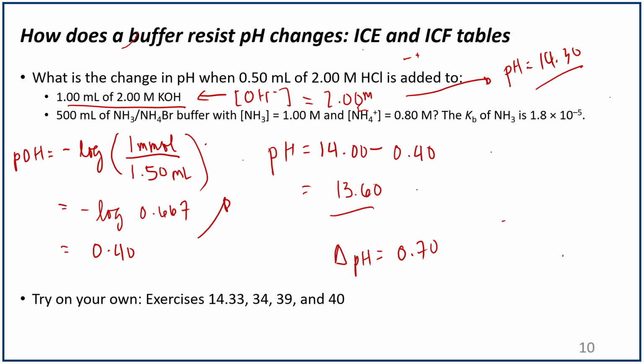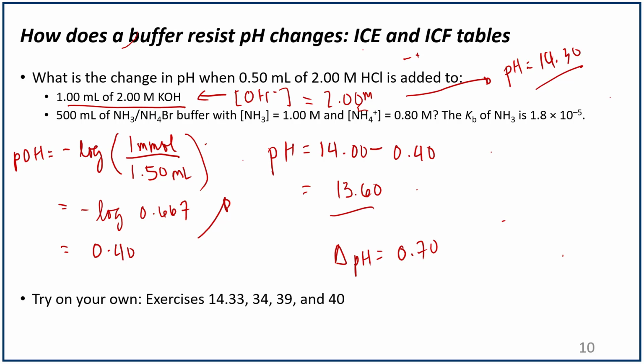to a buffer? If we add it to an ammonium bromide buffer, HCl or the proton will actually react with ammonia because ammonia is the base. It will not react with ammonium ions because they're both acidic. Okay, so let's first write an ICF table when that happens. But actually before that, let's calculate for initial conditions first.